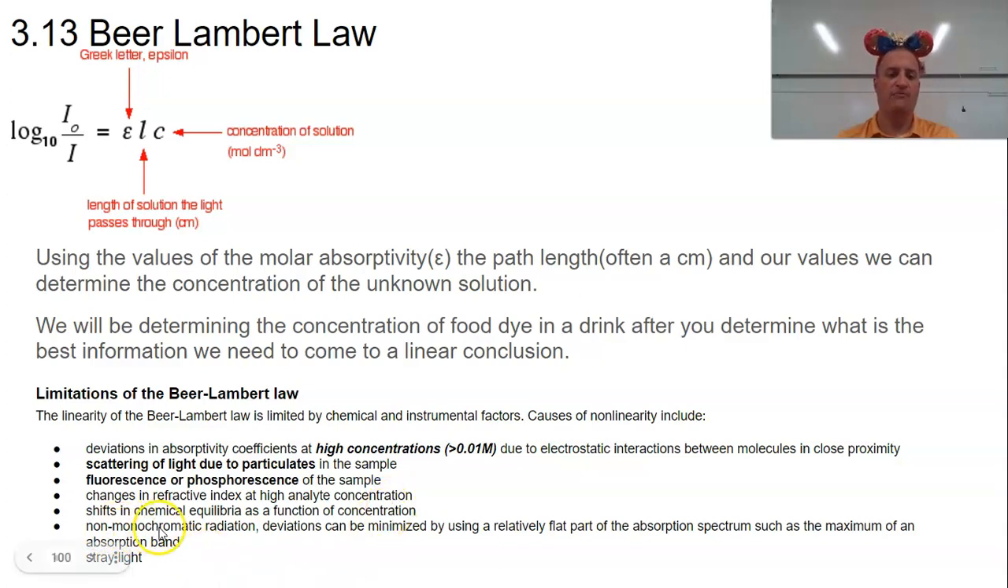You get non-monochromatic radiation, so many different types of light. They can be dealt with by using relatively flat parts, getting a very narrow range of what you're trying to examine. And then, of course, stray light. You can't get rid of all the light around us. It's kind of in little boxes you'll see, to minimize the amount of light that gets in there from the surroundings.